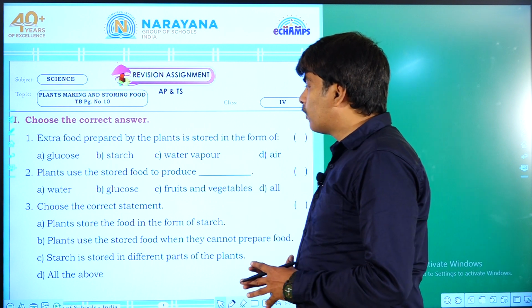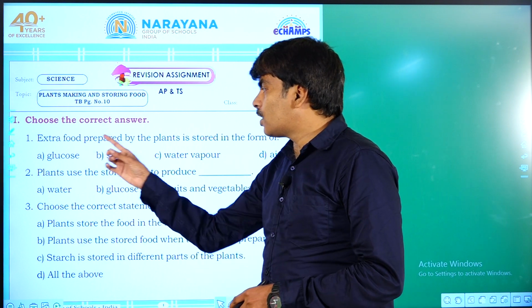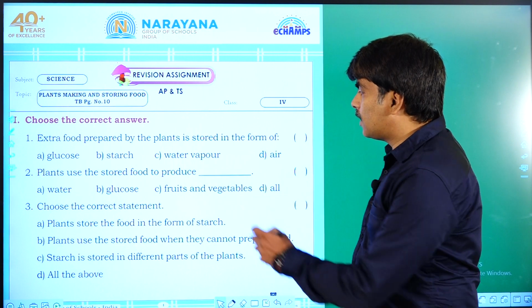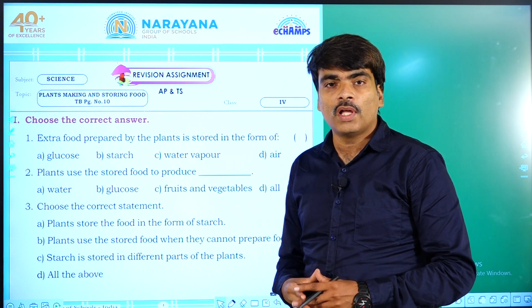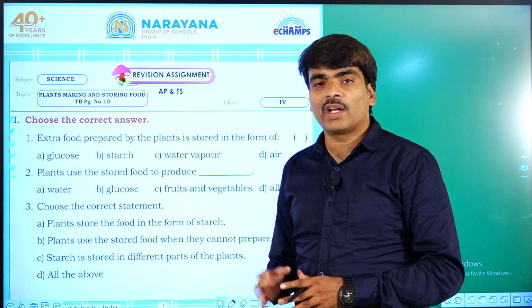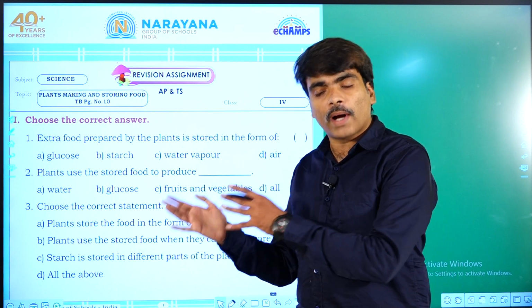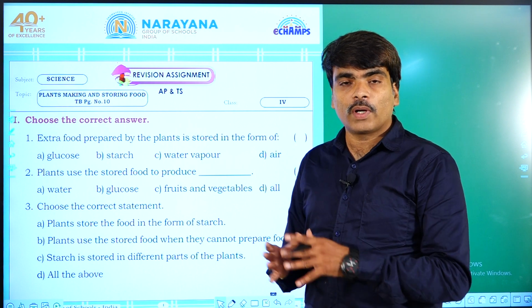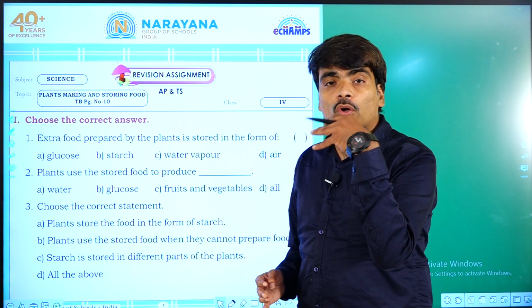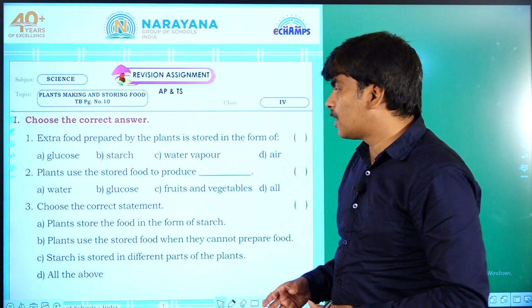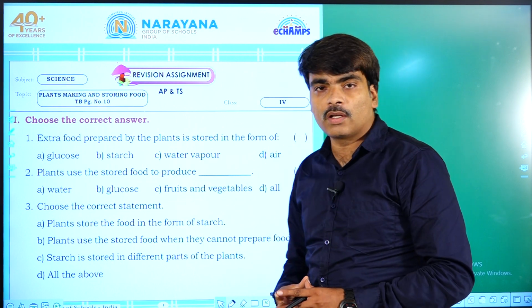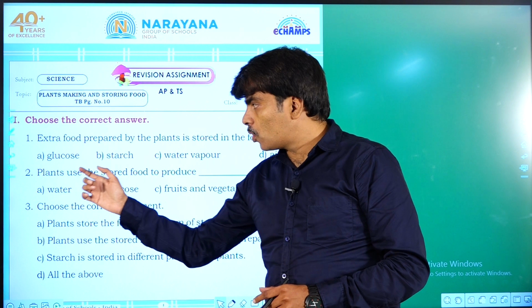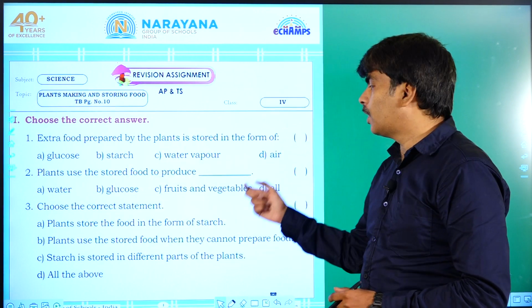Let's start now. The first question: extra food prepared by the plants is stored in the form of. We know that plants prepare their own food, and the food prepared is stored in different parts of the plant. What do we call that stored food? Let us see the options: glucose, starch, water vapor.